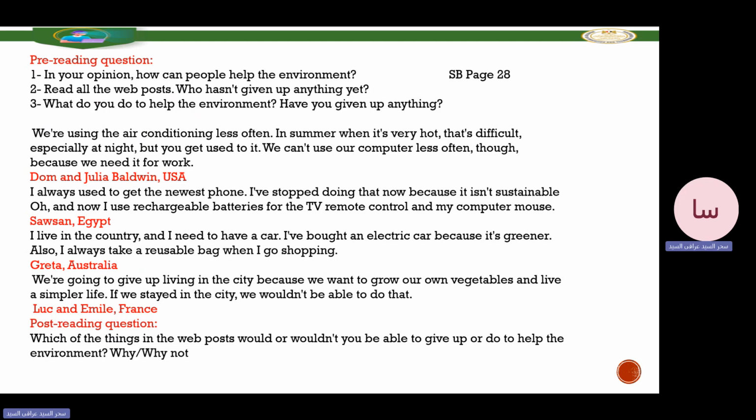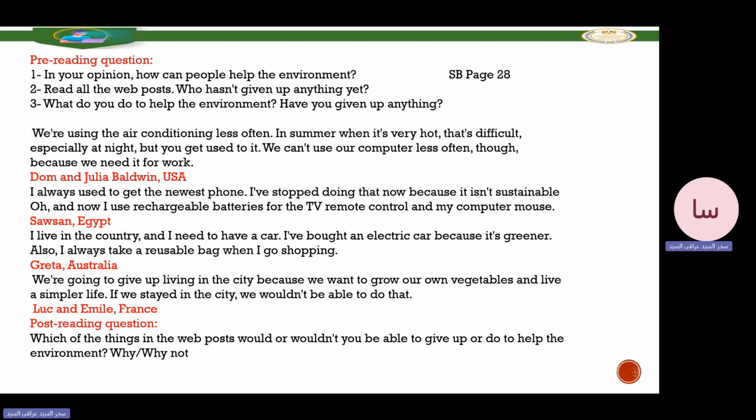Another girl: I live in the country and I need to have a car. I have bought an electric car because it's greener. What do you mean by greener? Of course, it means friendly to the environment. Also, I always take a reusable bag when I go shopping. What do you mean by reusable bag? Bags that are made of paper that can be used again and again and don't harm the environment.